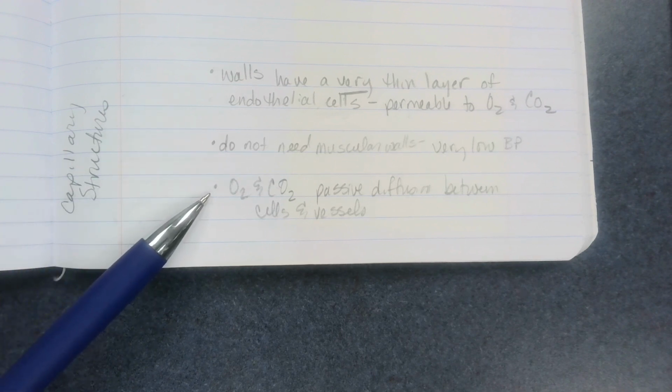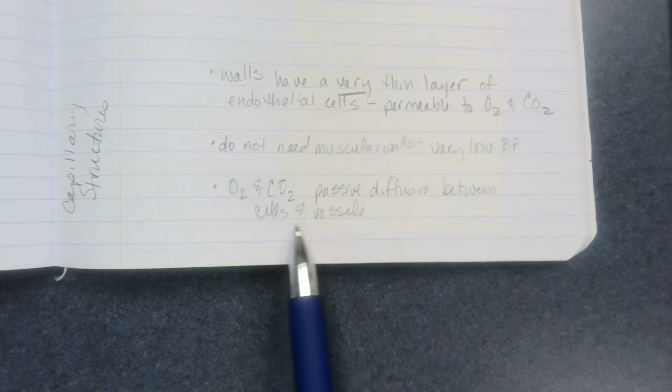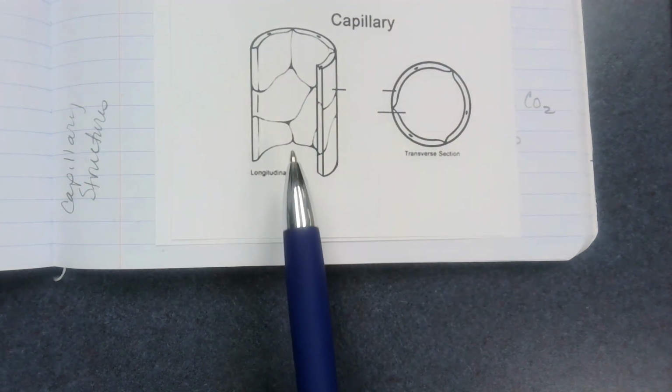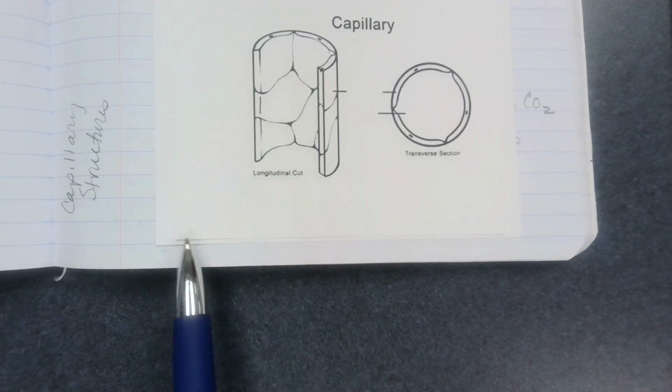Oxygen and carbon dioxide, they move by passive diffusion between the cells and the vessels. And that's because they're very small molecules, so they can squeak between those little gaps in the cells, and they're going to diffuse through that very thin layer of cells.